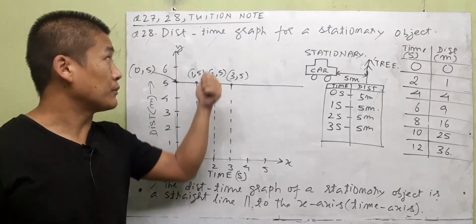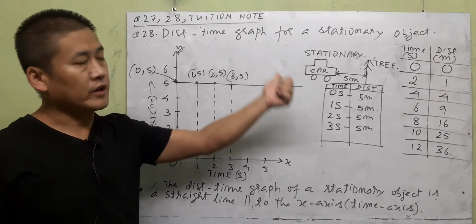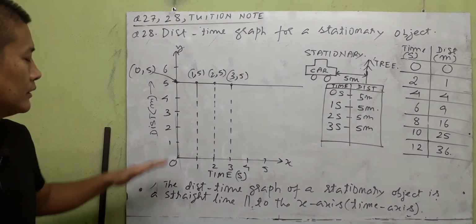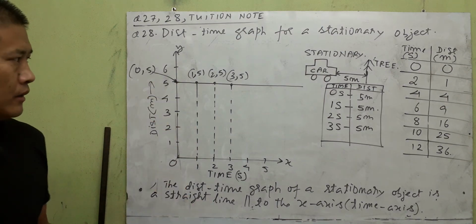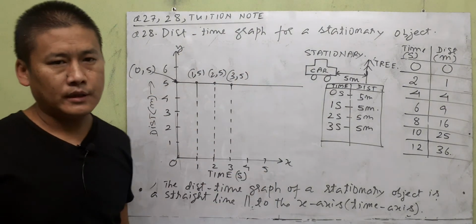So these are the three types of distance-time graph we have learned in this class and the previous class. Okay, we'll continue the next questions in the next class.